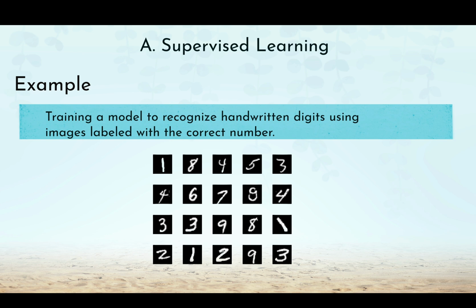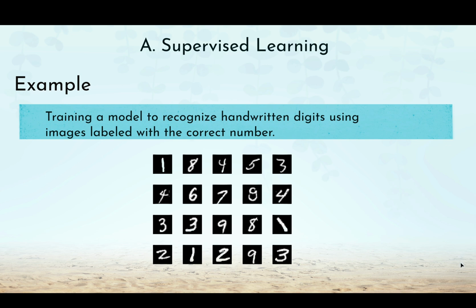By analyzing the labeled images, the model learns to identify patterns such as shapes and pixel arrangements that correspond to each digit. Once trained, the model can accurately classify new unseen images of handwritten digits, making it useful for applications like automated digit recognition in postal services or bank check processing.